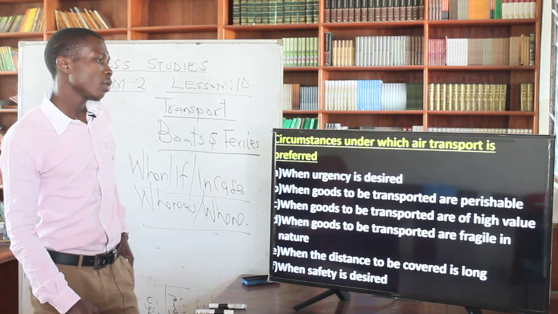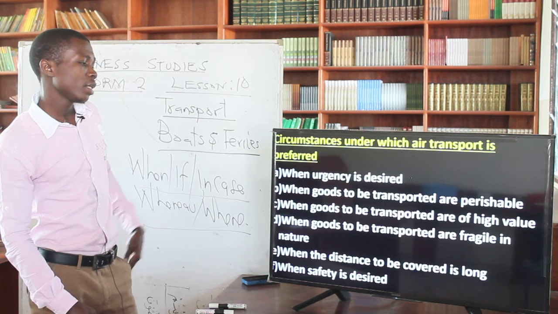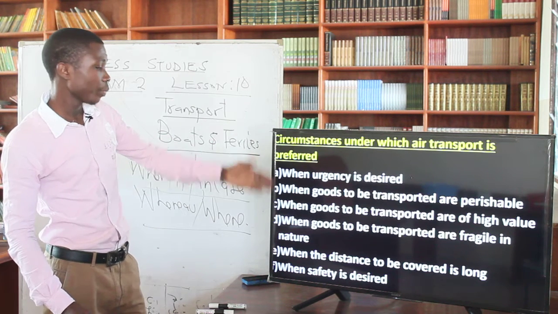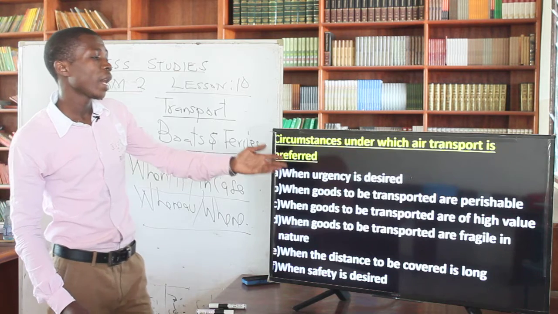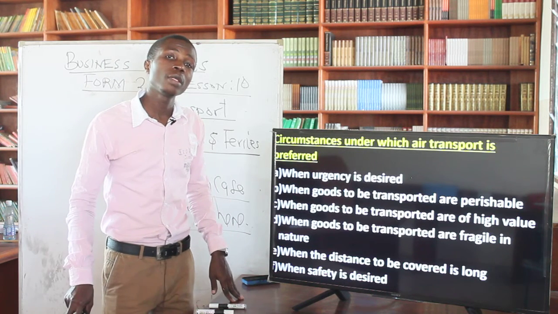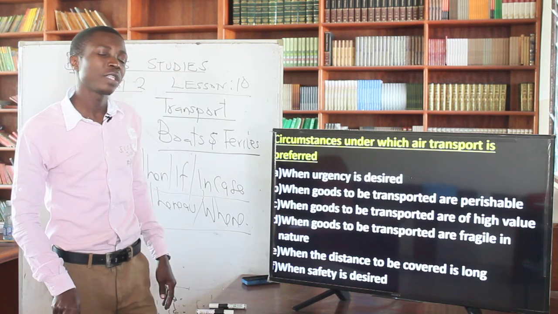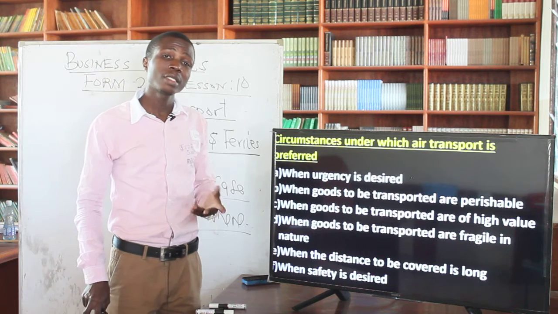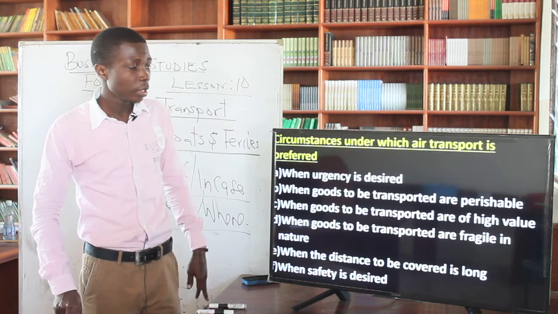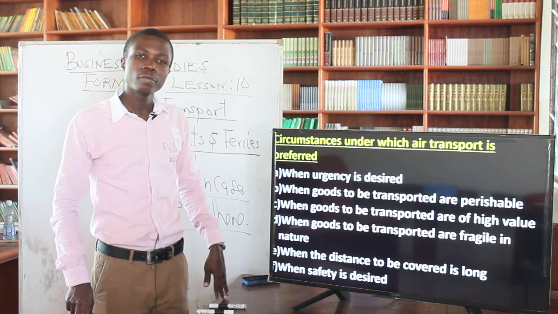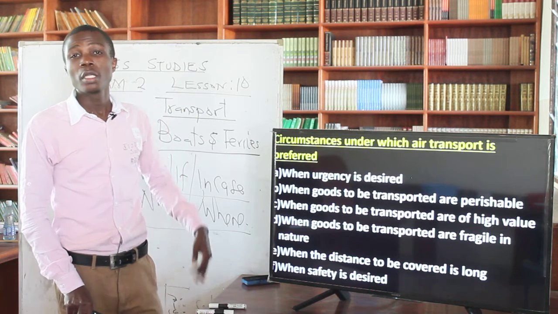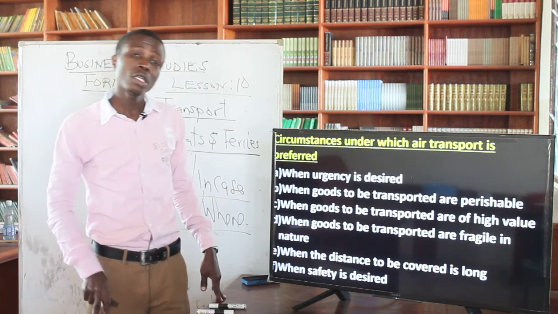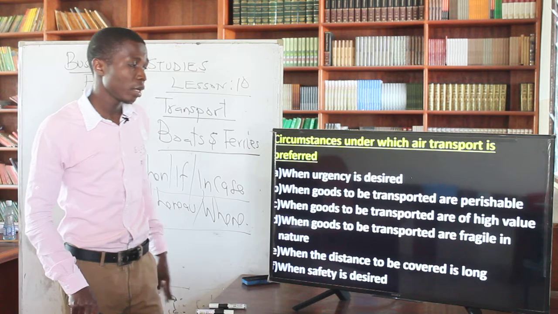So let's look at those kinds of circumstances. You can see the rule or the principle has been applied in giving the points here. When urgency is needed, when maybe there is a hospital in need of medicine because of a crisis of disease in a certain area, you will use what? Air. If maybe there's hunger, people are dying because of a lack of food, then they will use air to reach those people very fast.